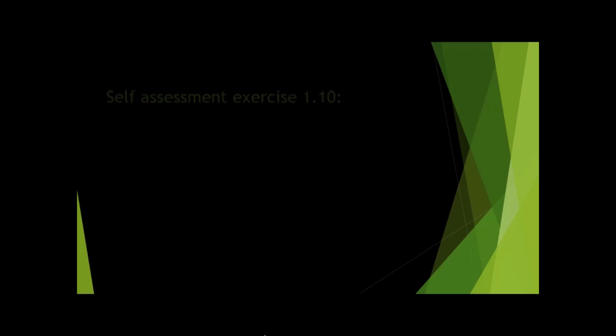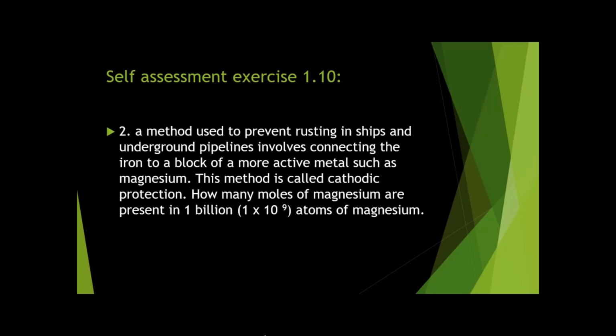Done students? Now it's the second question of self-assessment exercise 1.10. A method used to prevent rusting in ships and underground pipelines involves connecting the iron to a block of a more active metal such as magnesium. This method is called cathodic protection. How many moles of magnesium are present in 1 billion atoms of magnesium?